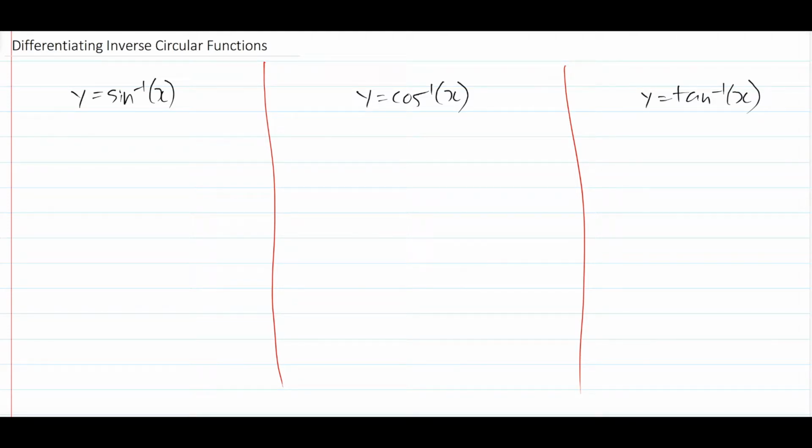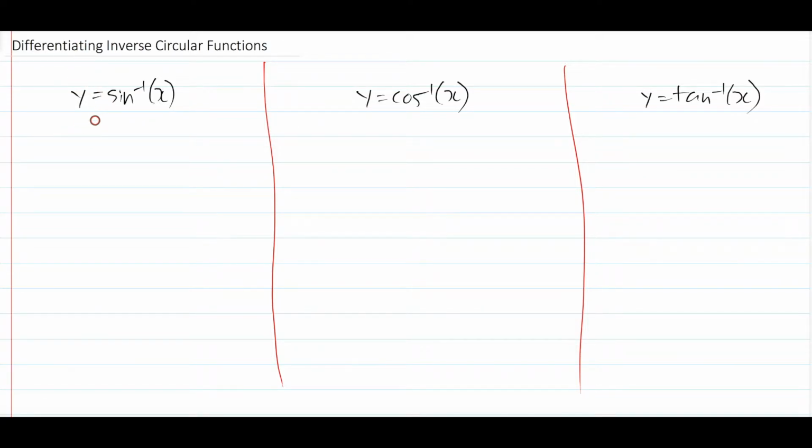Today we are doing a topic video on differentiation, chapter 6. More specifically, we're going to learn the origins of how the differentiation formula for inverse circular functions came about. So, your y equals sine inverse x, y equals cos inverse x, and y equals tan inverse x. We're going to learn how the formulas came about. So let's start off with y equals sine inverse of x.